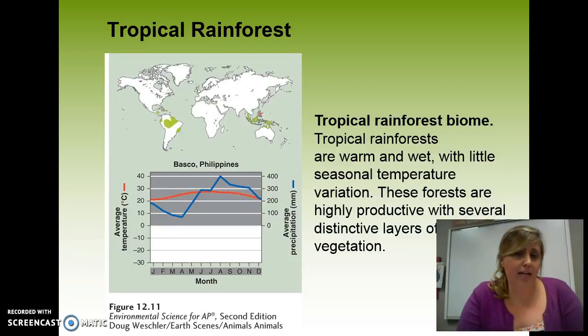It's got a lot of precipitation and little seasonal variation, and so these forests are going to be highly productive and have several distinctive layers of vegetation. So lots and lots of plant growth, lots of life. Growing season is all year because the precipitation that it gets and the average warm temperatures year-round make for great growing conditions, great for plants.